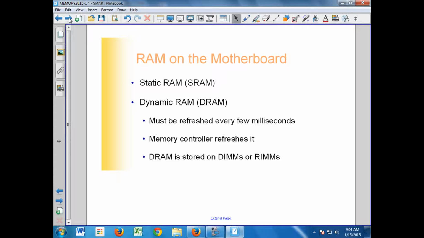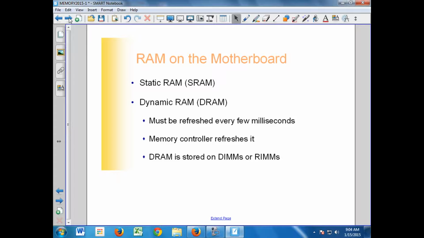And then dynamic RAM is a kind of RAM that needs to be refreshed all the time, every few milliseconds. It has to be rewritten. There's a controller on the motherboard that keeps rewriting and rewriting. And if it doesn't change, it keeps rewriting the same thing over and over again. Okay? And that kind of RAM, DRAM, is what's stored on DIMMs. It's the system memory that we can take out and put back in.